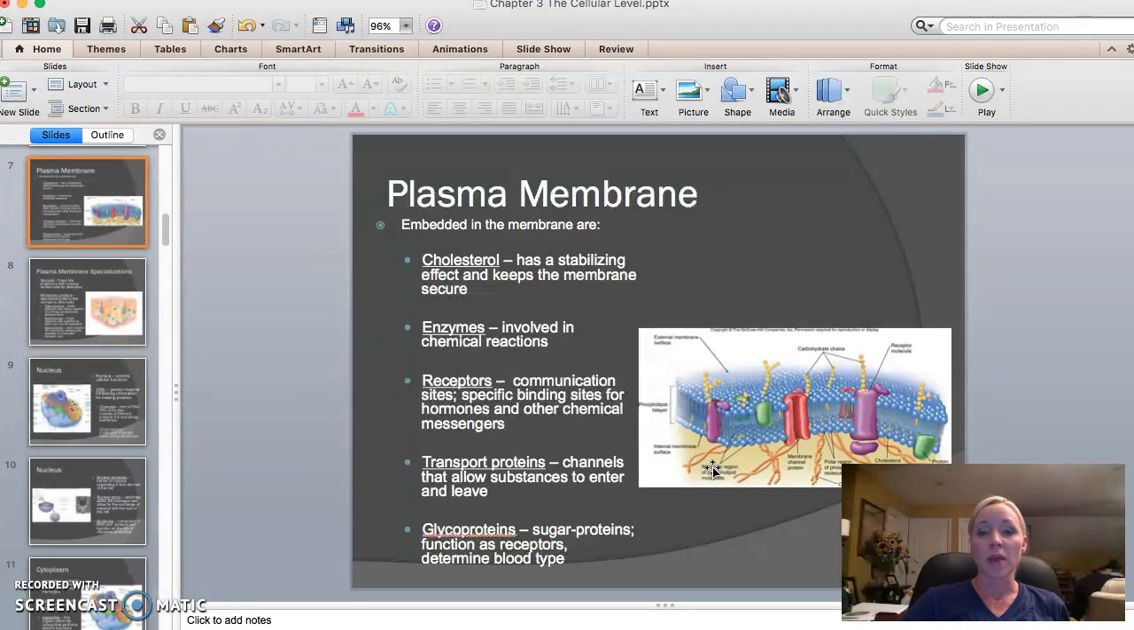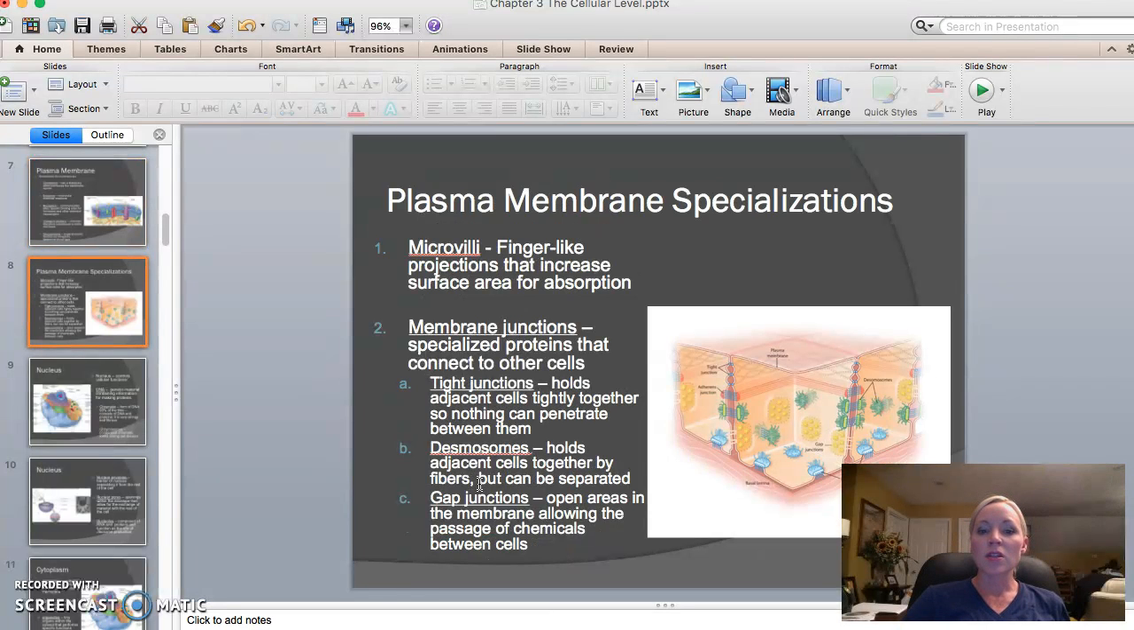And transport proteins, we have to have these transport proteins that are going to allow these substances to enter and leave. And then glycoproteins as well are mentioned here. So some specializations that we see on that plasma membrane, the microvilli, those finger-like projections at the bottom of that cell, are going to help increase our surface area for absorption of the cell.